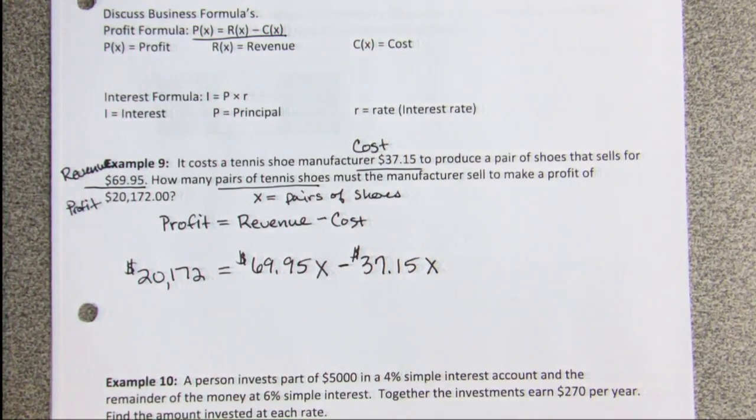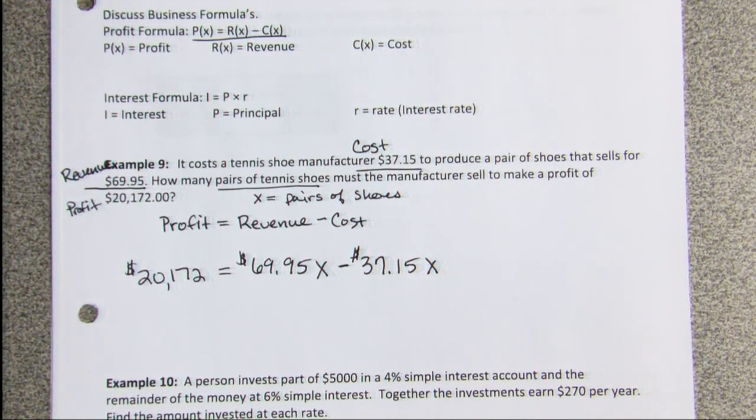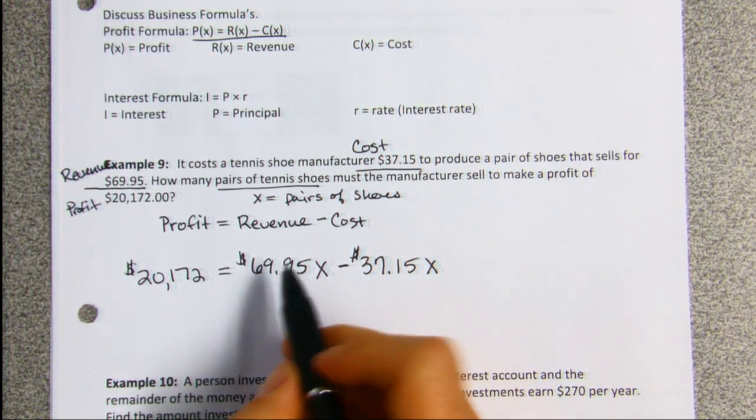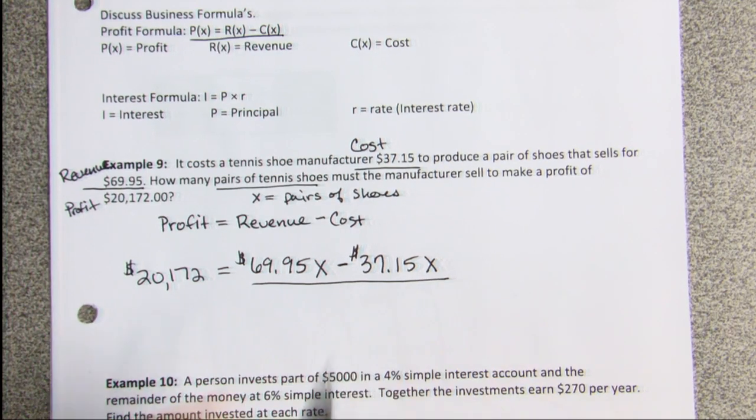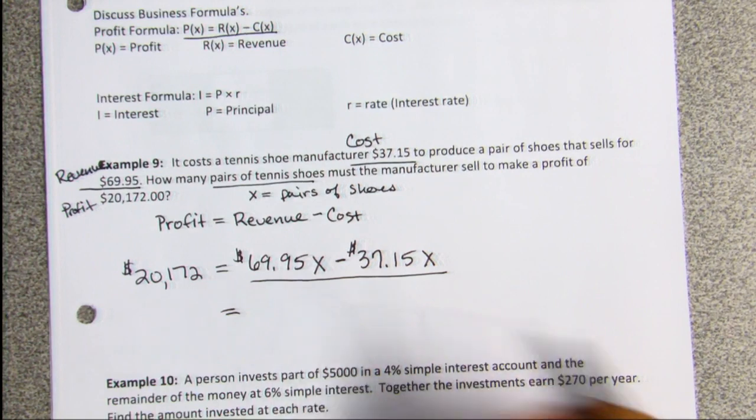Because, again, how many are we saying that we sold? So then, to solve this, what would you do? Combine like terms first, right? Are these both X's on the right? So basically you're just finding what is the cost per shoe, and then you're going to divide, and that will tell you how many.